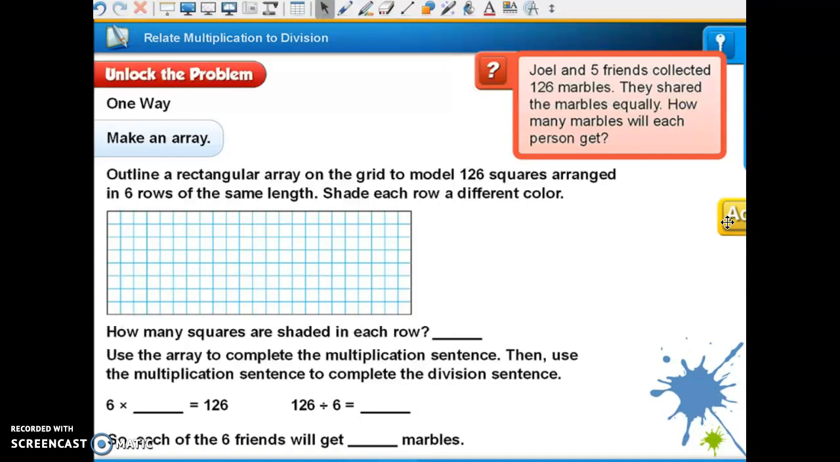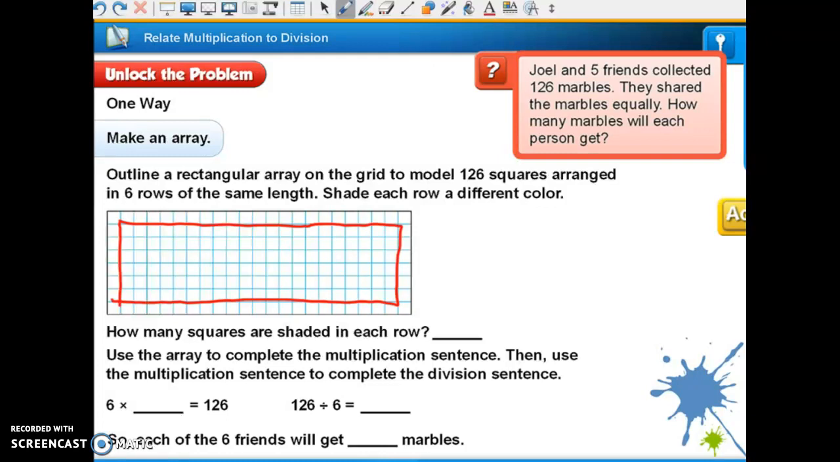It says outline a rectangular array on the grid to model 126 squares arranged in 6 rows of the same length. Shade each row in a different color. Okay, so we're going to make our box that is 6 squares long, and it's going to be 21 squares long. So now we have our box that's 6 down and 21 across.